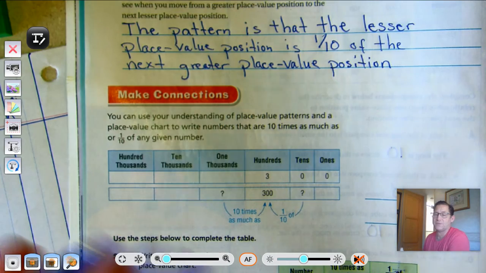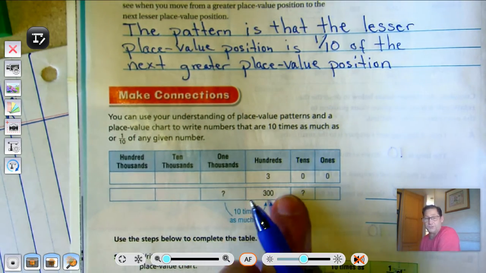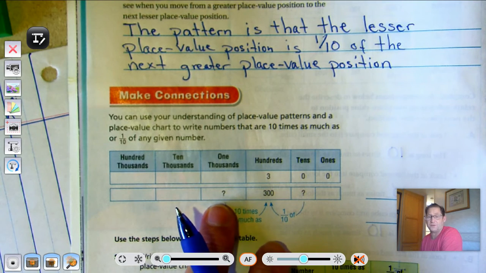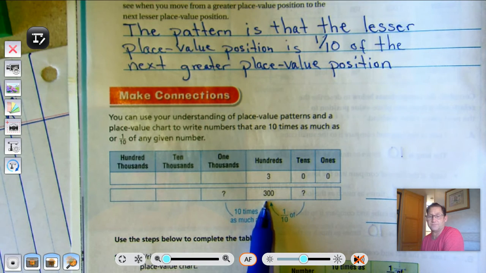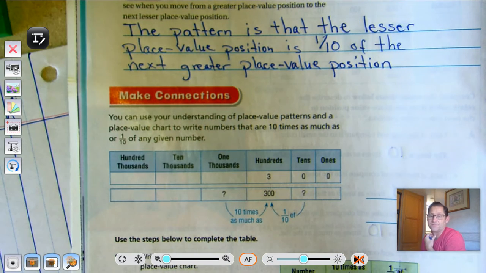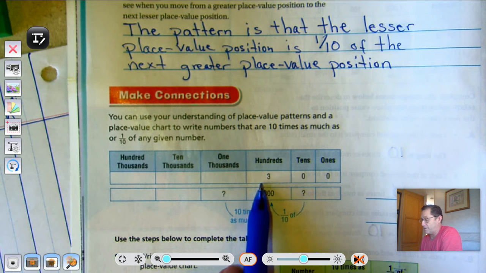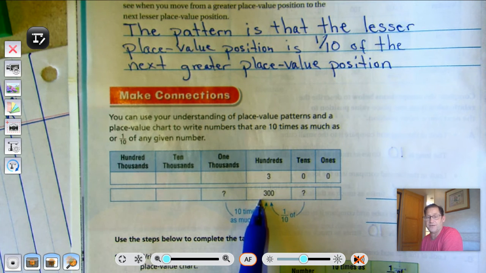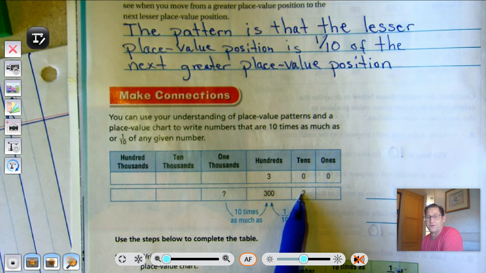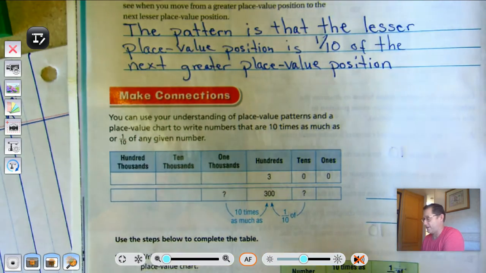Well, what would be 10 times as much as 100? It would be 1,000. Because we're going from hundreds to the next greater place value. So we're going from hundreds to thousands. So what would happen to my 300? It just becomes 3,000. Now, if we were going from hundreds to tens, so if it wasn't 300 and we had just 100 here and we went to the tens value, there would be 10. Okay, so 10 times 3 would be 30.